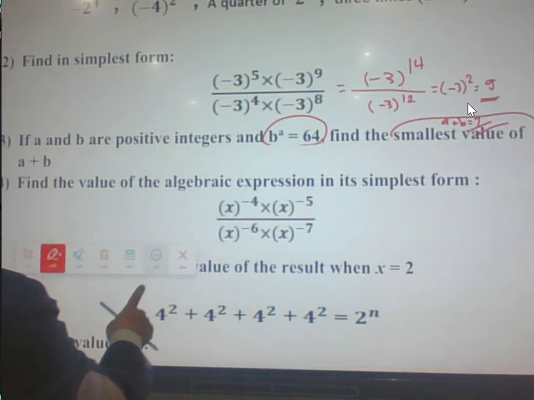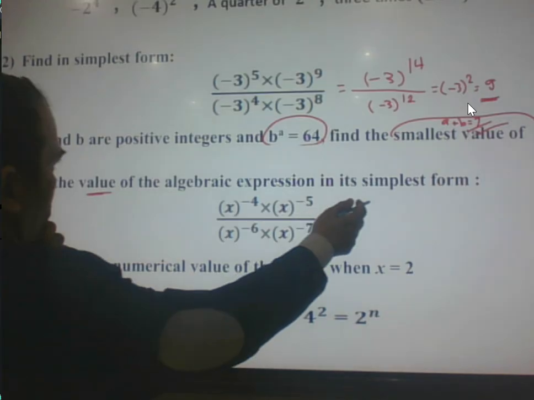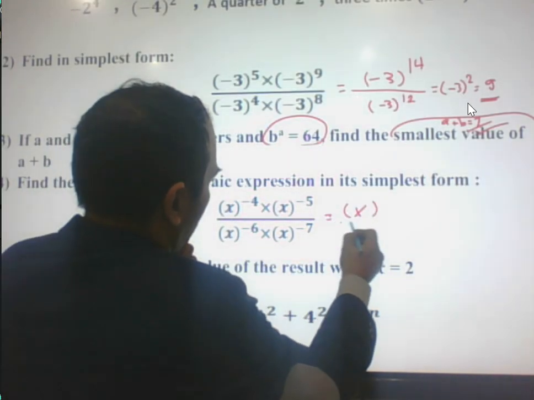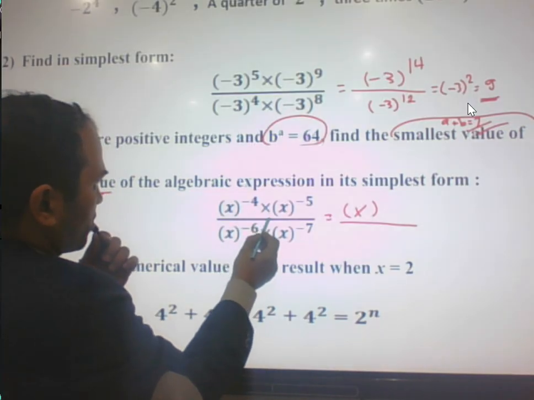Next question, down. Find the value of the algebraic expression in the simplest form. First, we have negative x power negative 4 times x power negative 5.